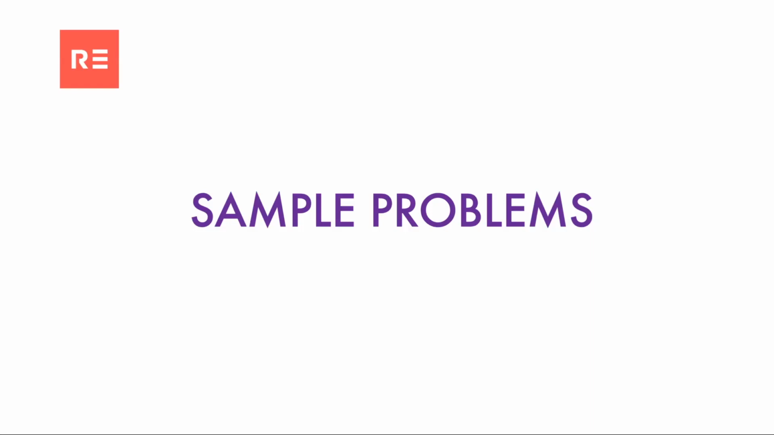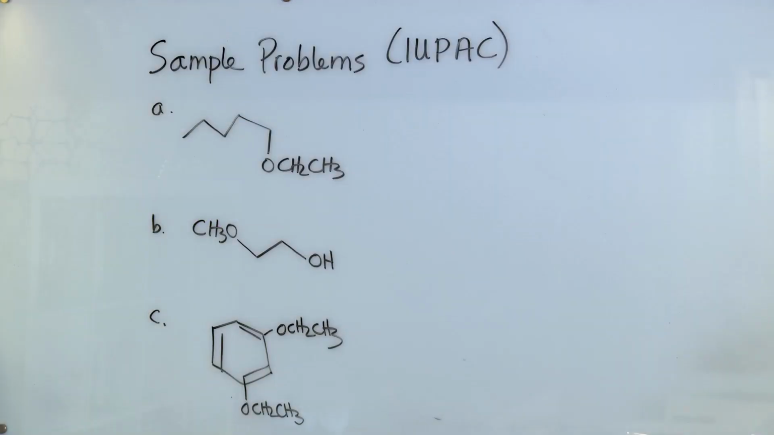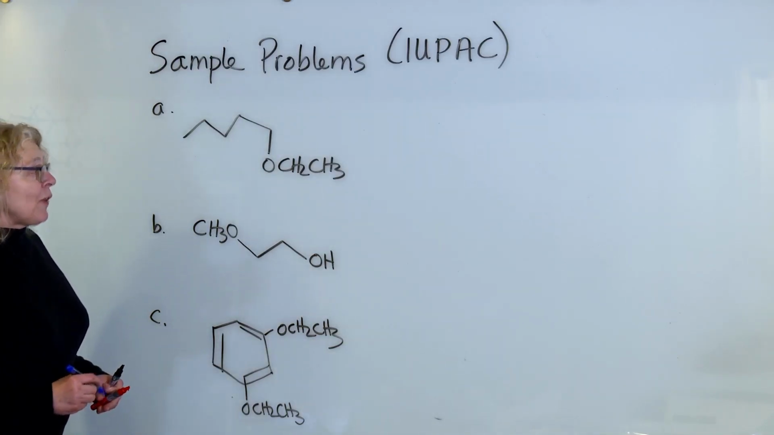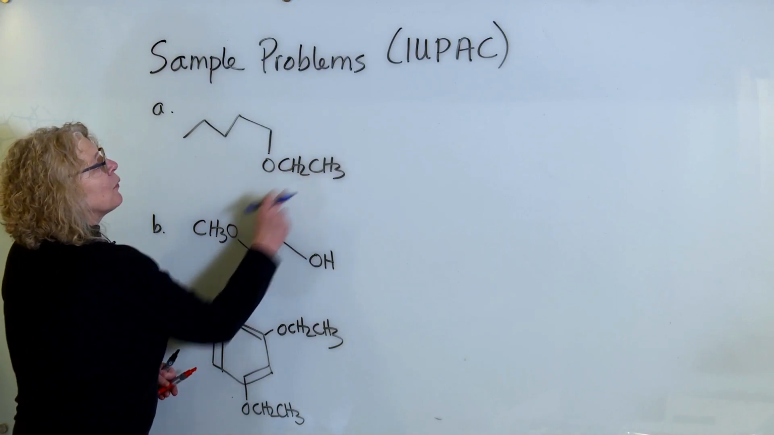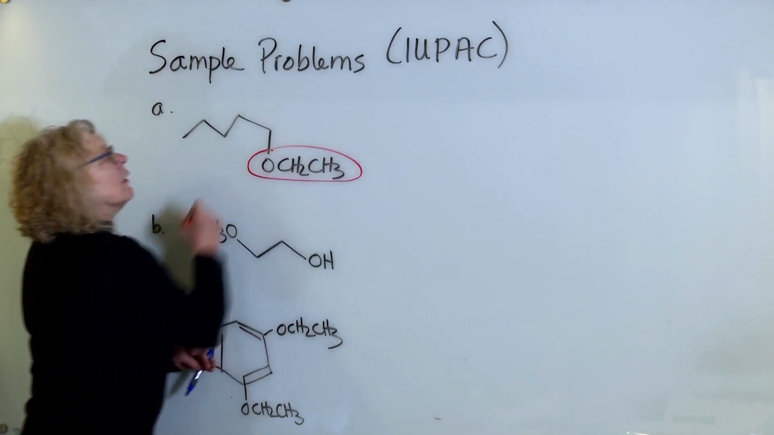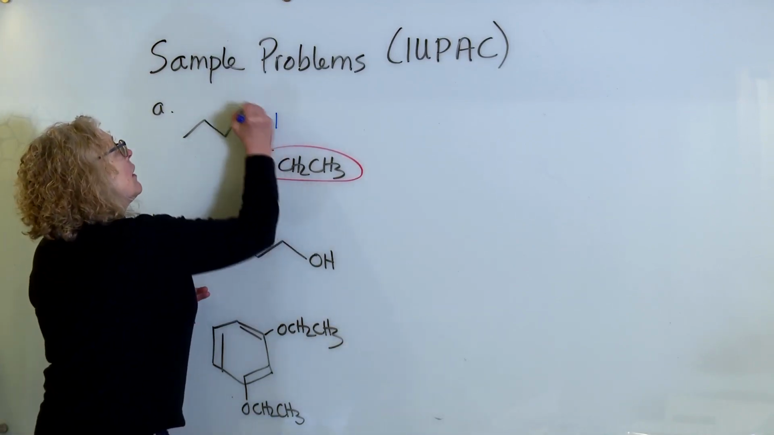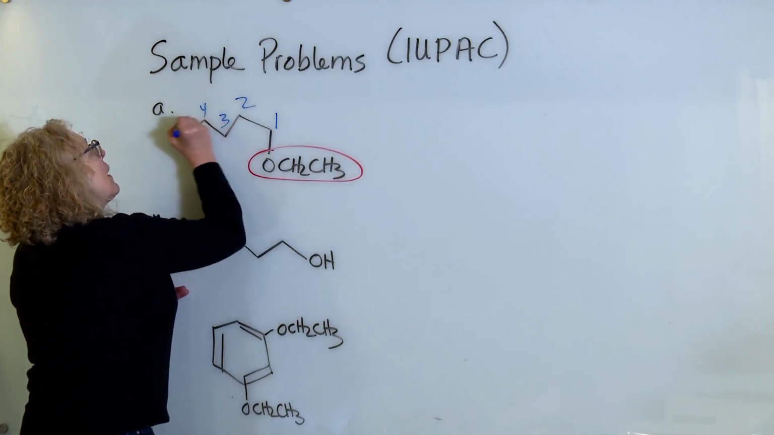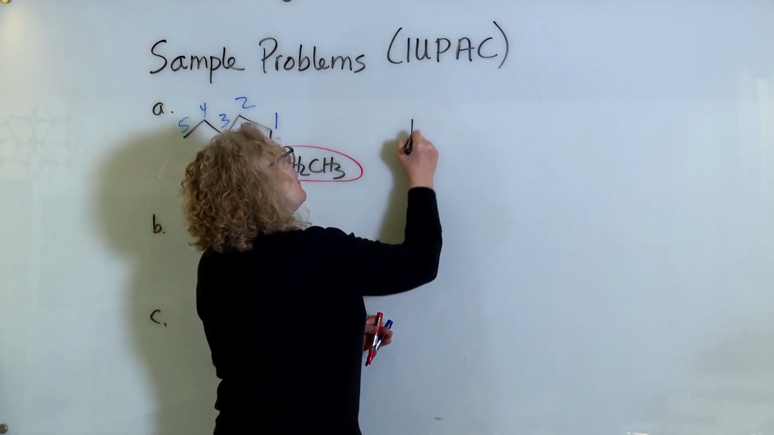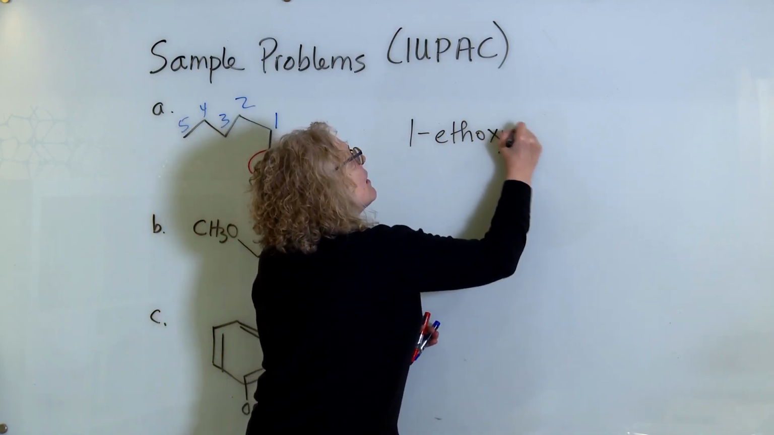Pause and try these problems, then we'll solve them together. The first problem is fairly straightforward. You can easily see that the ethyl group is the smaller group, so it will be a substituent on the longer alkane chain, and the longer alkane chain is a pentane. So this is simply going to be a 1-ethoxypentane.